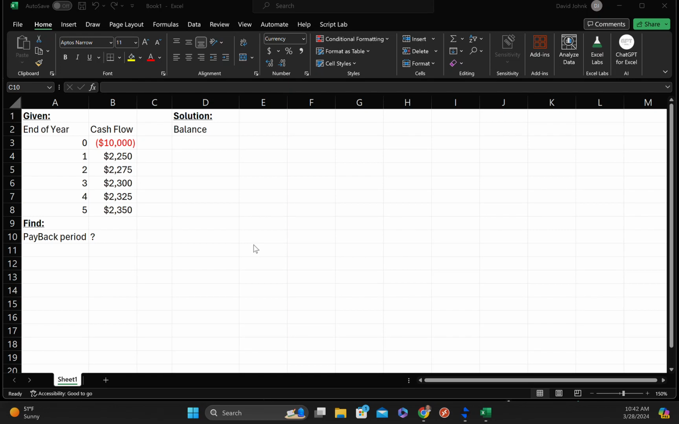Okay, how do you calculate the payback period? You invest $10,000 and you get these five cash flows. How long does it take to pay it back? Well, pretty easy to do on Excel.